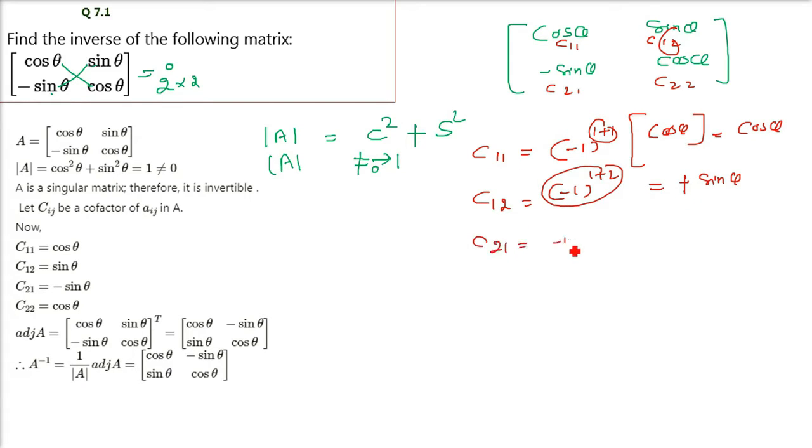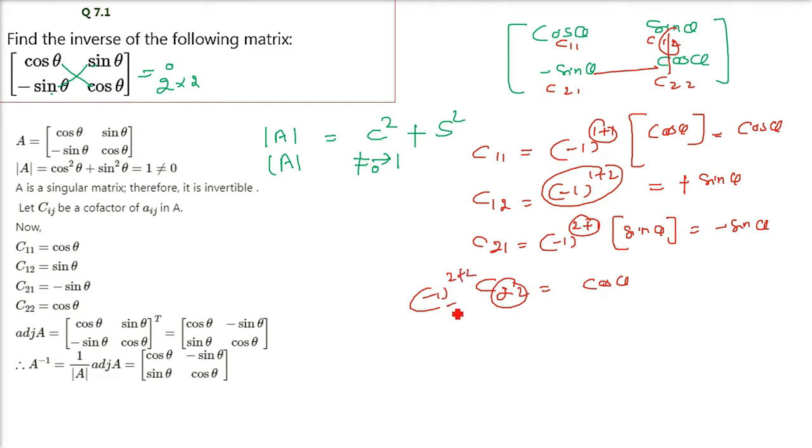C21 is minus 1 to the power 2 plus 1, and we leave the row and column where it intersects, only sine theta will remain. Negative 1 to the power 2 plus 1 will be negative, so it will be minus sine theta. Now we are doing C22. Leaving this row and column, you just get cos theta. Minus 1 to the power 2 plus 2 is plus 1 only, so I'm not writing it.